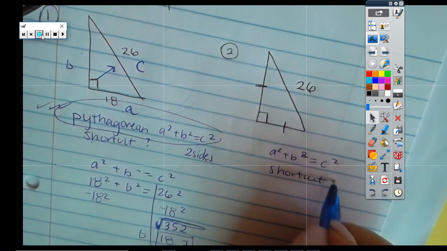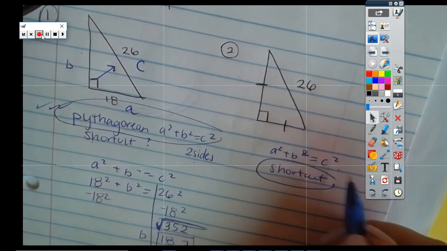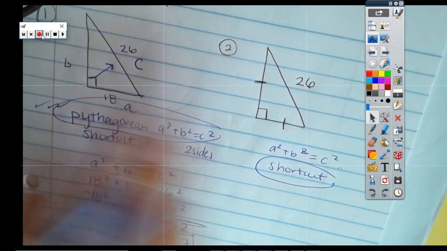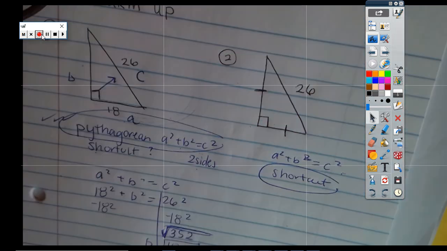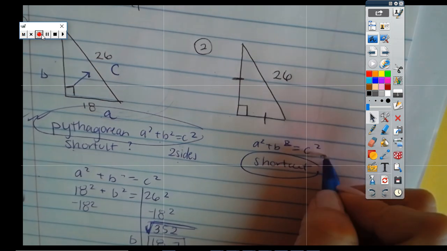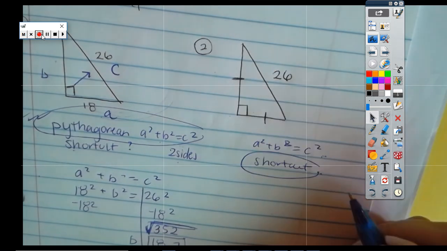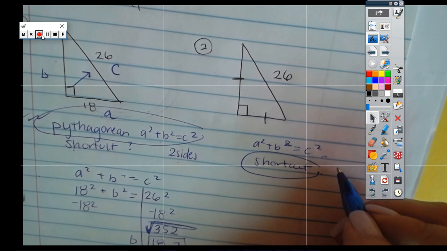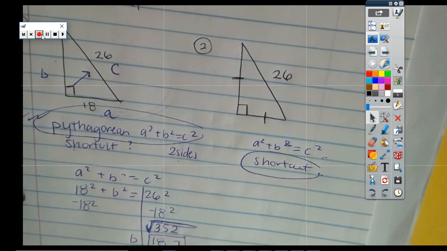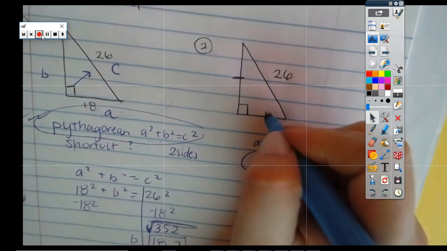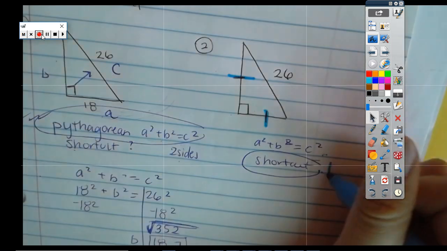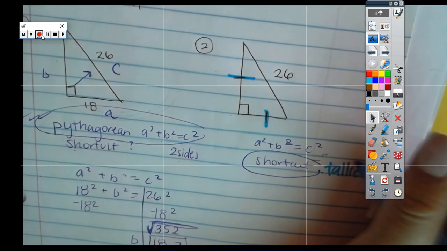Okay, yes, that is correct. You could technically use A squared plus B squared equals C squared, but you'd have to use some algebra on that, which is not the end of the world, but you could do it. Now, for the shortcut, please make sure if you didn't get it yesterday, you get it today. So you can use the shortcut because you have the tallies.